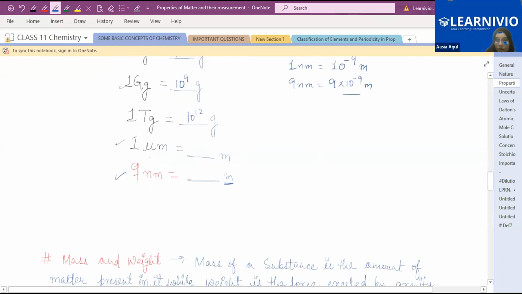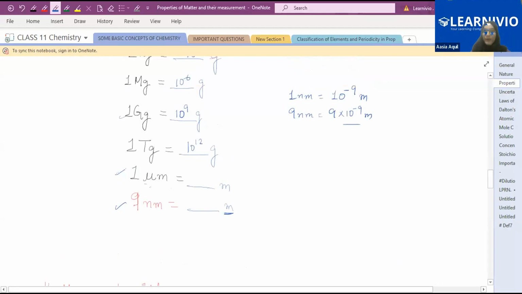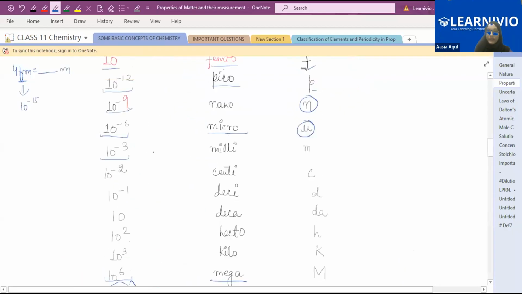Now tell me, in 1 micrometer, how many meters will be there? 10 raised to the power minus 3. Are you sure? See the list. 10 raised to the power minus 3 means milli. Don't be confused in that. Micro means 10 raised to the power minus 6. This symbol is used for micro.